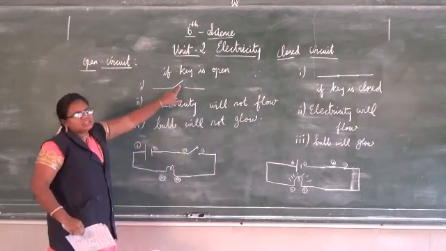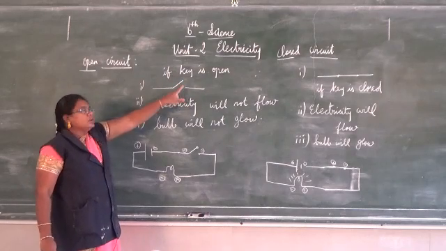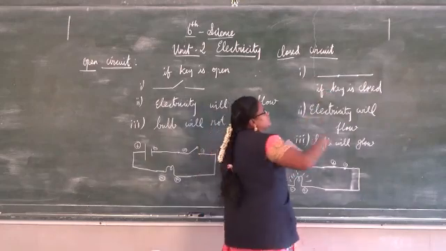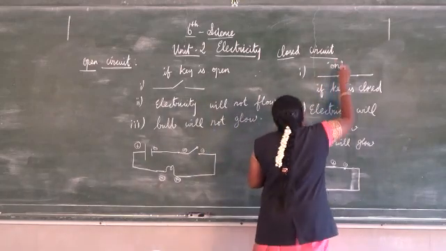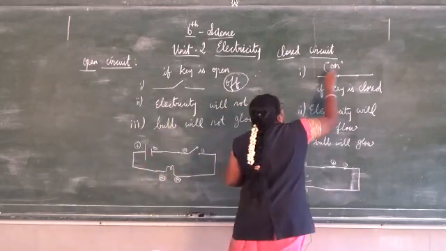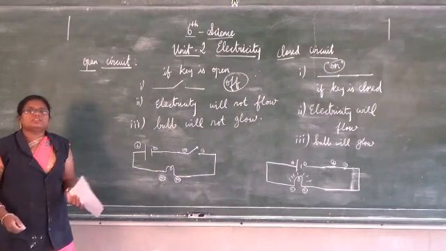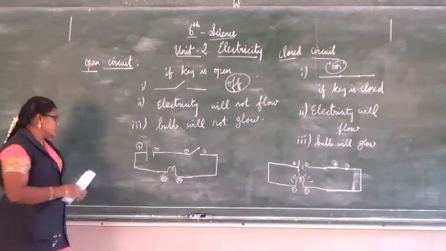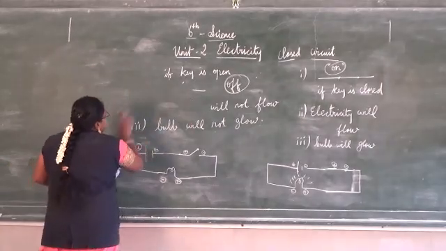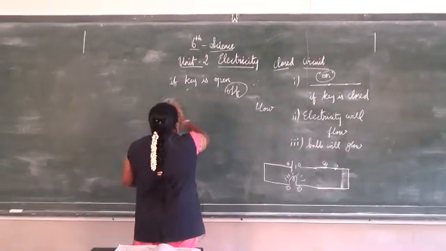Simple one. If it is not touching, that means the switch is in off position. If it is touching, it is in on position. Understand, children? That's all regarding the open circuit and closed circuit. Next we are going to see the types of circuit. It is of three types. How many types? Three types.